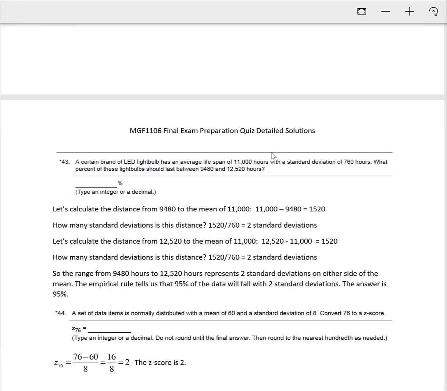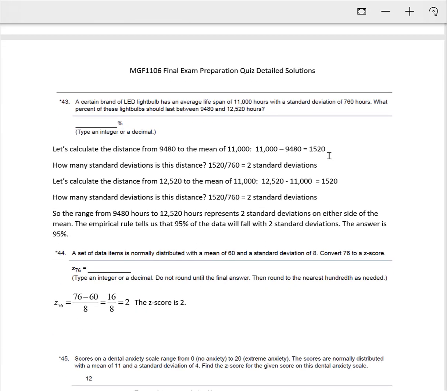Okay, number 43, got a detailed solution for this one, and we want to know what percent of light bulbs are going to have a lifespan between 9,480 hours and 12,520 hours, given a mean of 11,000 hours and a standard deviation of 760 hours. So what I do with this kind of problem is figure out the distance from the lower bound to the mean and then from the upper bound to the mean and see how many standard deviations it is. In both cases, I found 2 standard deviations, and I know from the empirical rule that 95% of the data will fall within 2 standard deviations, so the correct answer here is 95%.